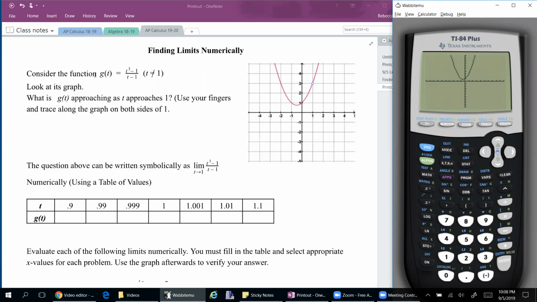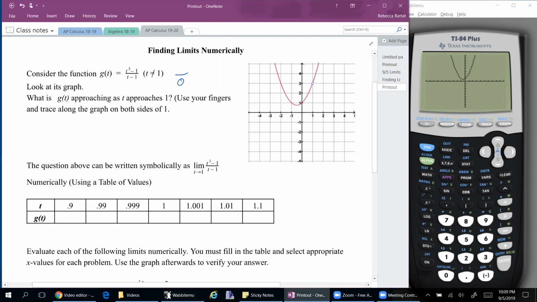We have g of t equals (t^3 - 1) divided by (t - 1) when t does not equal 1. The reason we have to say when t does not equal 1 is because if we plug in 1 in the denominator, t - 1, 1 - 1 is 0. When we divide by 0, it is undefined. So that's why we have a hole here at 1.